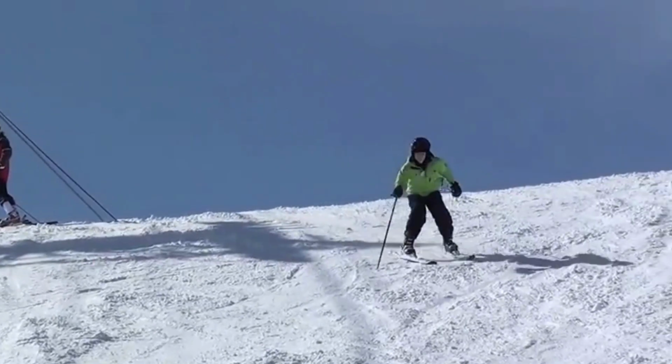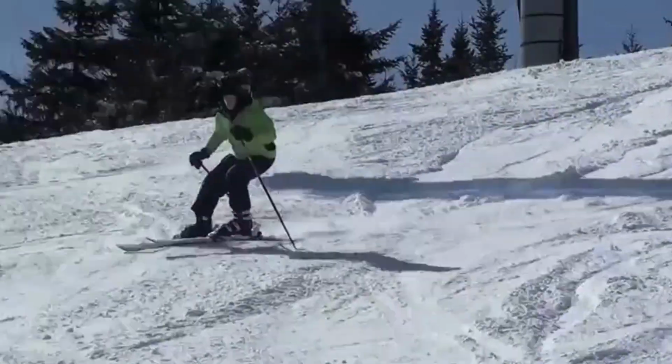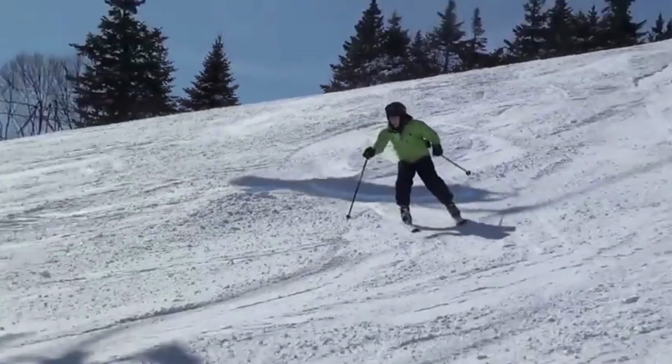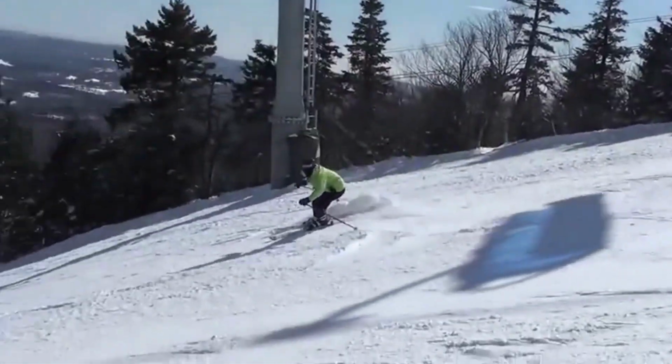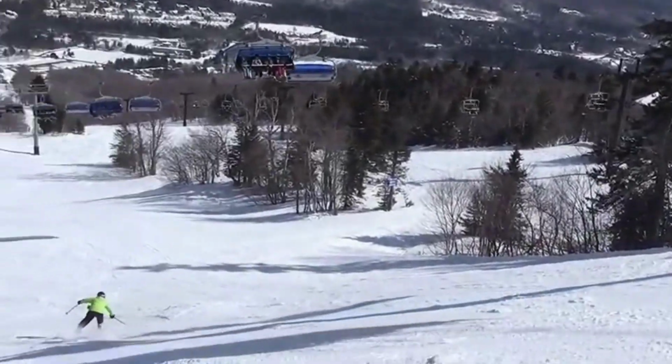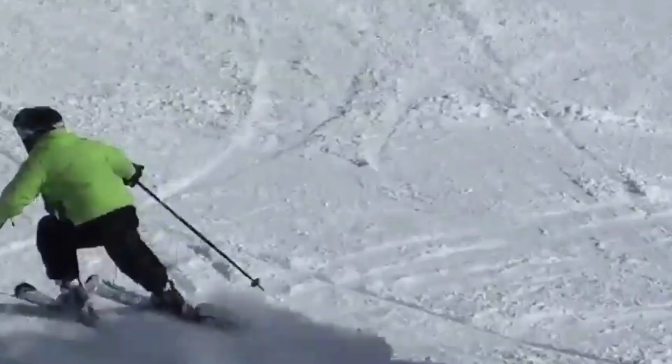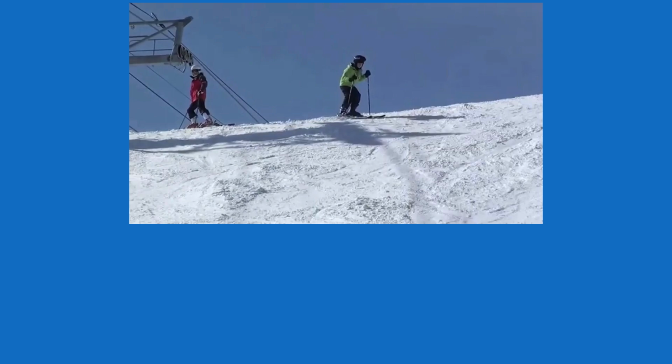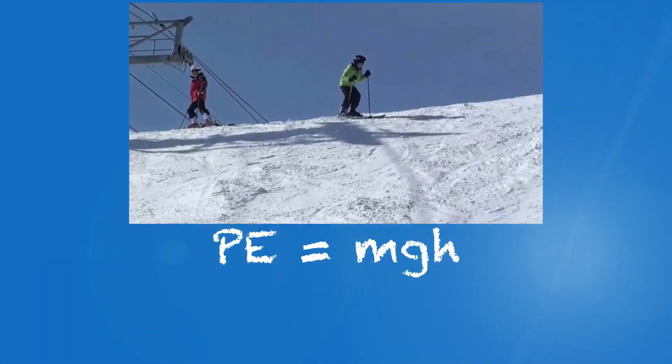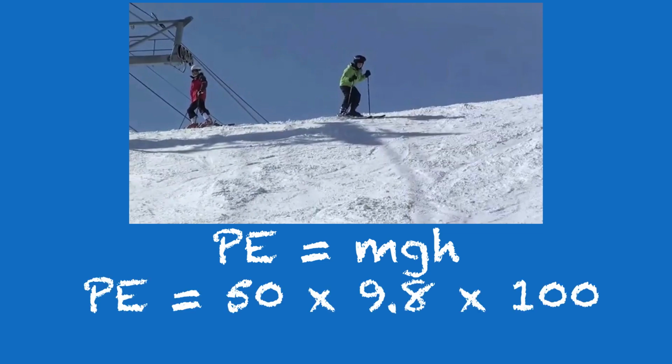A skier of mass 50 kg is standing at the top of a hill at 100 meters high. Let's investigate his kinetic and potential energies with respect to his motion and vertical height. When the skier is on the top of the hill, it's clear that he stores potential energy due to his vertical height. By applying the formula PE equals m multiplied by g multiplied by h, his potential energy is equal to 7,350 joules.